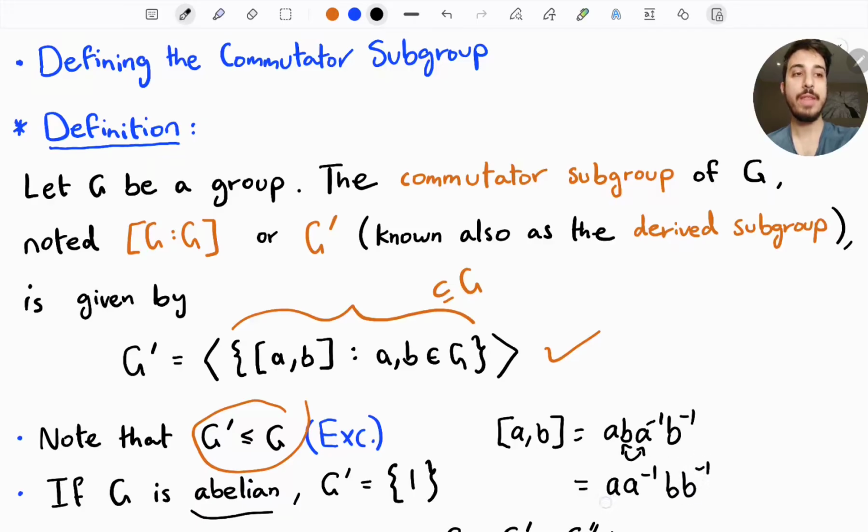But we know that A times A inverse is equal to the identity, and the same goes for B times B inverse. So this is just equal to the identity. So the entire subset of G here will just contain the identity, and the subgroup that is generated by the identity is nothing but the trivial subgroup that contains only the identity, since all products and all inverses of the identity is just that, the identity element.